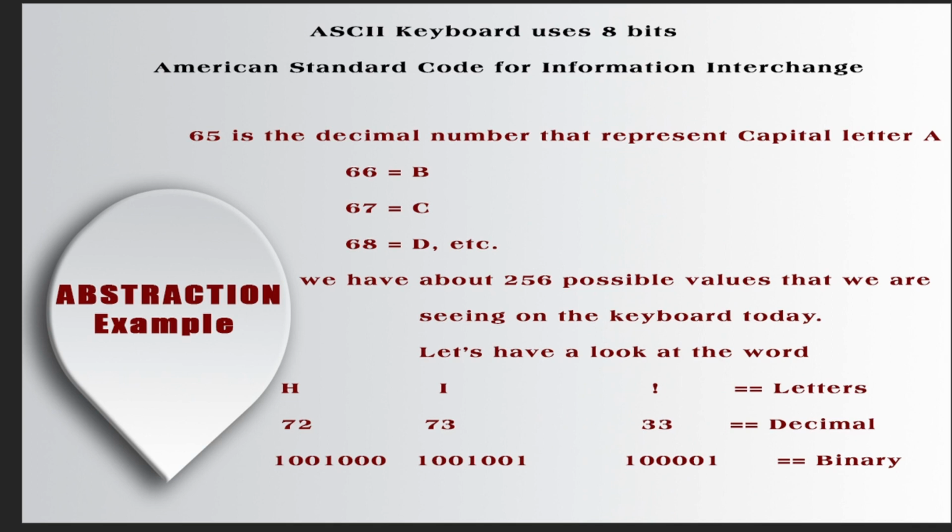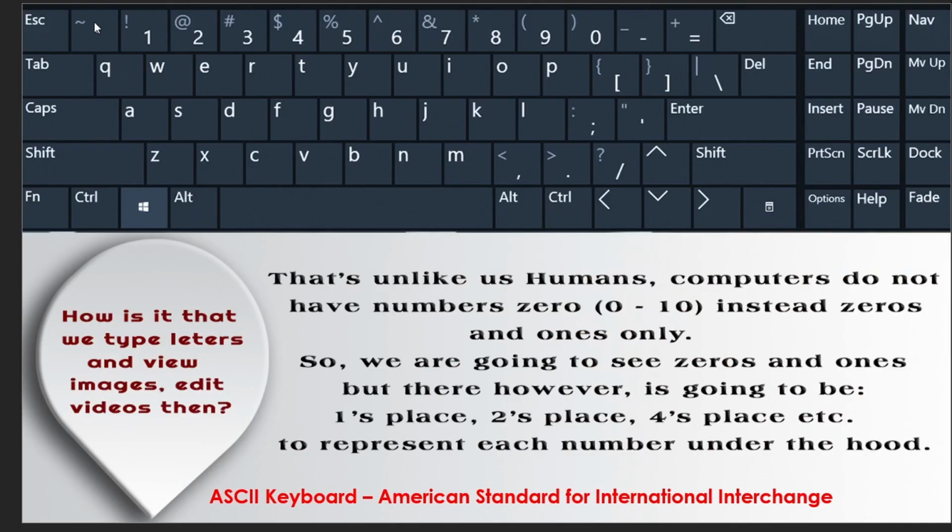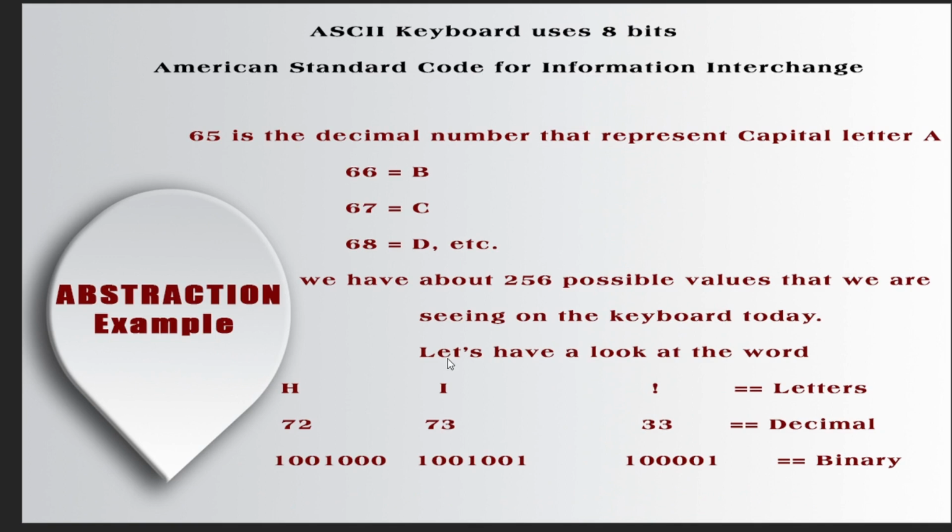As you can see, if we go back to my keyboard over here, you can see that you've got symbols like escape, tab, caps, shift, the Windows icon, alt, control, function, and symbols like exclamation mark, tilde, hashtag, dollar sign, percentage, and many more, brackets and so forth. And all of these also have numbers that they are represented by under the hood. So in this example, maybe you now begin to understand. We have about 256 possible values that we are seeing on the keyboard today.